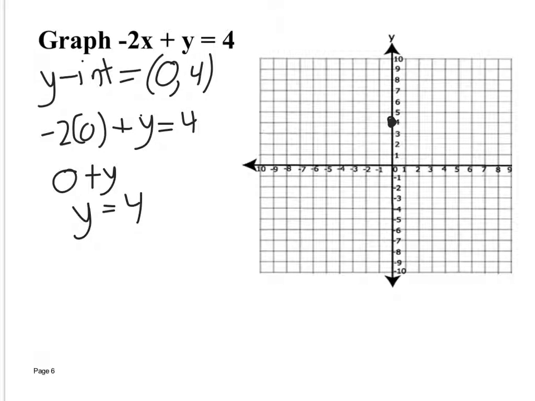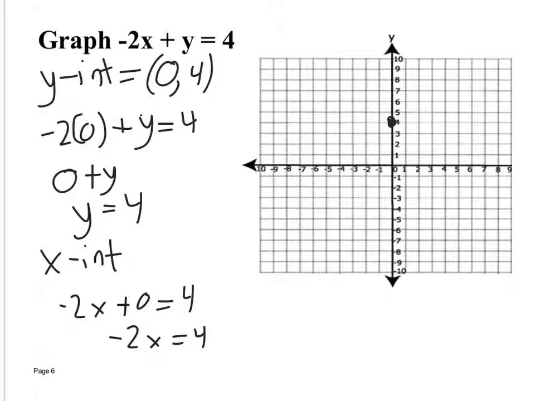Now let's do the x-intercept. Jaden, what do I set my y to if I want to find my x-intercept? 0. So negative 2x plus 0 is equal to 4. What would I do with that plus 0? Does it do anything? No. So I can just get rid of it. And I write negative 2x equals 4. How do I solve negative 2x equals 4, Jaden?